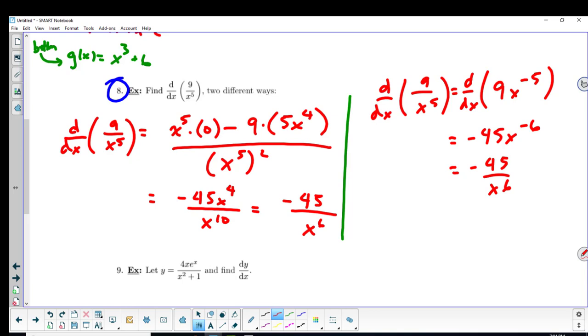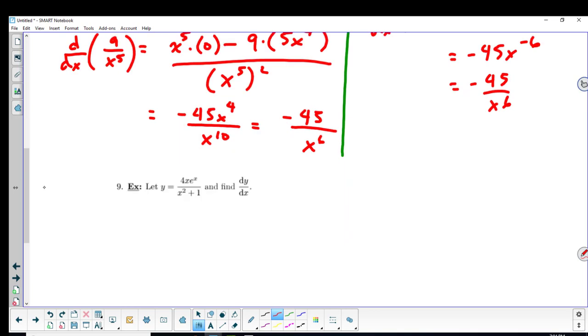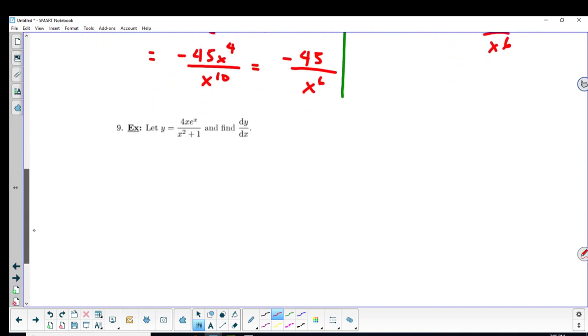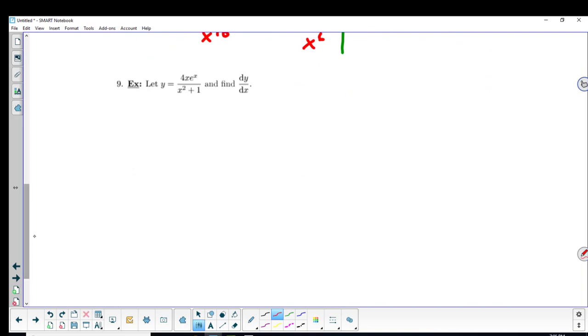I think this way is a little more intuitive, but that doesn't mean that you shouldn't know how to do the other way. And so some people try to avoid the quotient rule like the plague. I would say no. Just when you're thinking you're going to use the quotient rule, ask yourself, is there quickly a way I could write this in an easier format? Okay. All right, go ahead and try number 9.